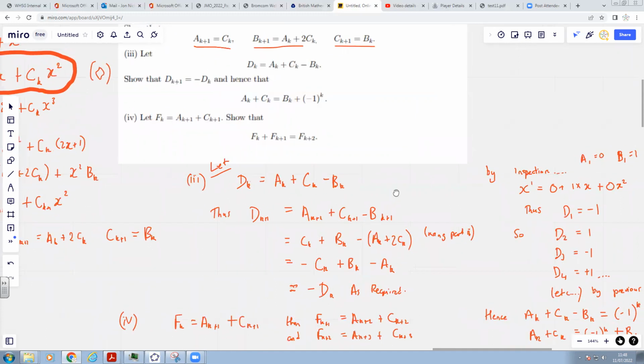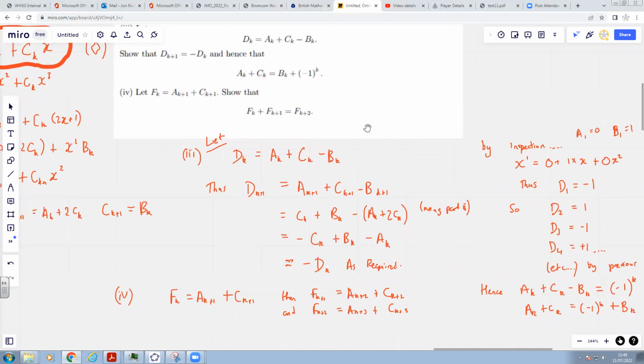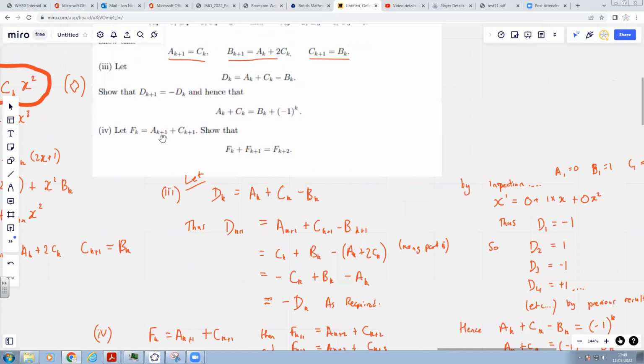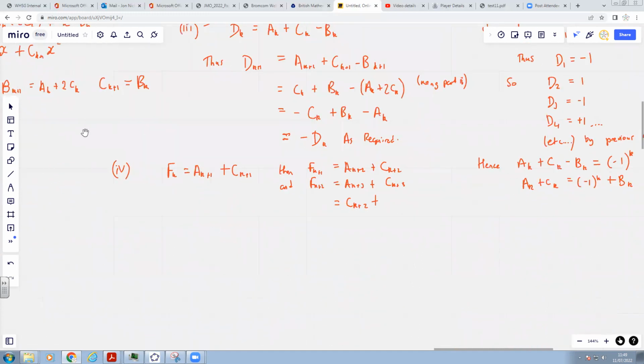I might even write them down again, because they're useful to use in this part of the question, because obviously they're how you go from the next term to the last term. So AK plus 3 is the same as CK plus 2. And CK plus 3 is the same as BK plus 2. Okay, so I've done that. I've got that kind of boiled down.